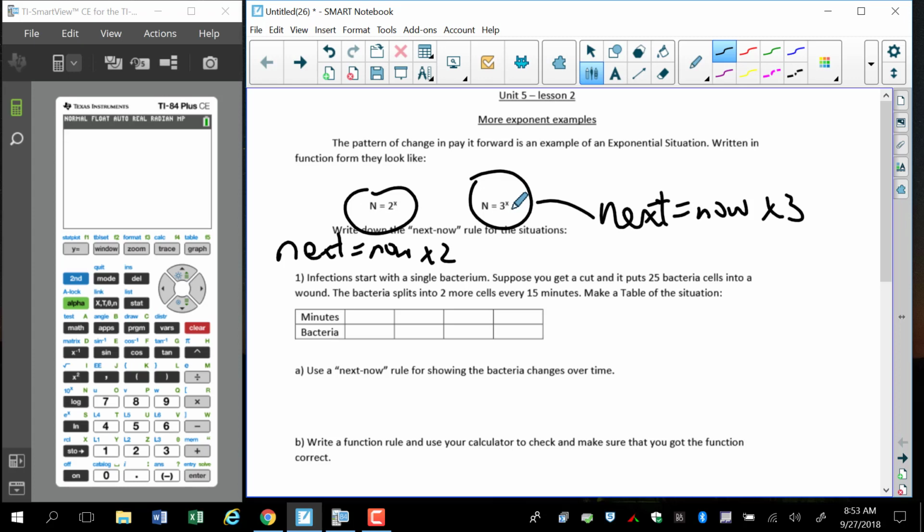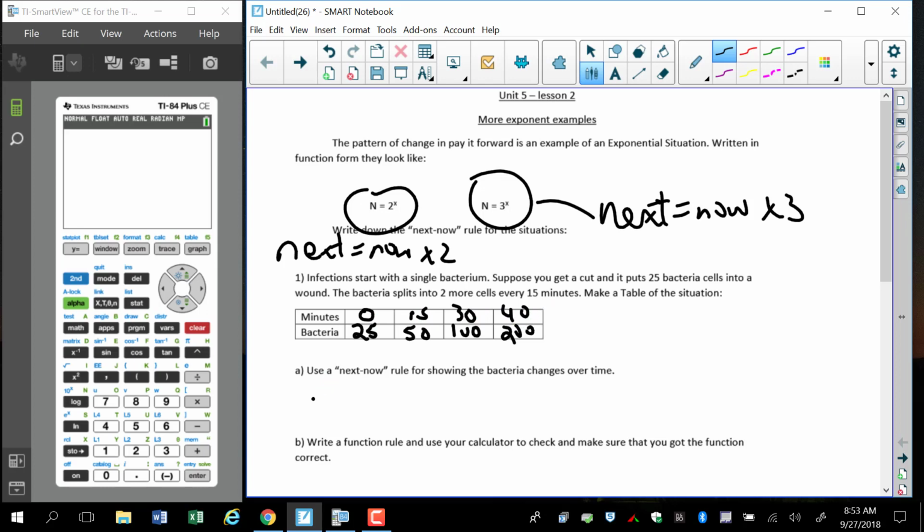So we're going to switch it up a little bit. Let's say you get a cut, and that cut puts 25 bacteria cells into the wound. So 0 minutes in, when you get the cut, you have 25 bacteria cells. And they split every 15 minutes. So 15 minutes later, 30 minutes later, 45 minutes later, they split. So 25 splits into 50, 50 splits into 100, and 100 splits into 200.